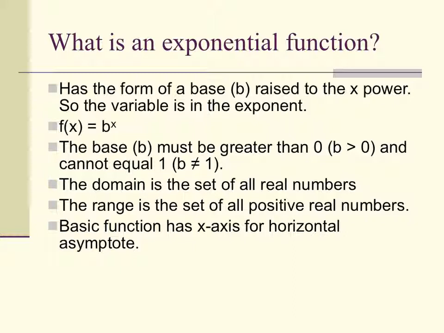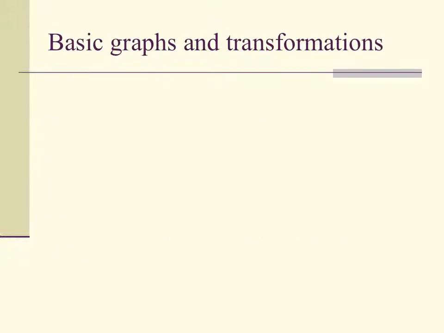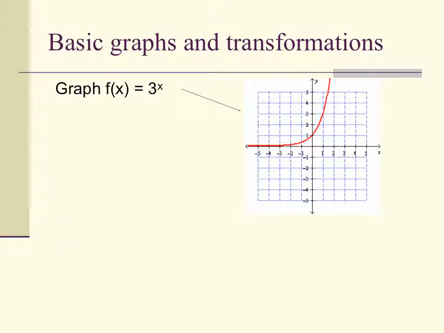Okay? The domain is the set of all real numbers. Range is the set of all positive real numbers. The reason b can't be 1 is because that's a straight line. 1 to any power is still 1. So the basic function has the x-axis for a horizontal asymptote and looks like this. Okay? So that's your basic exponential function. This is 3 to the x.